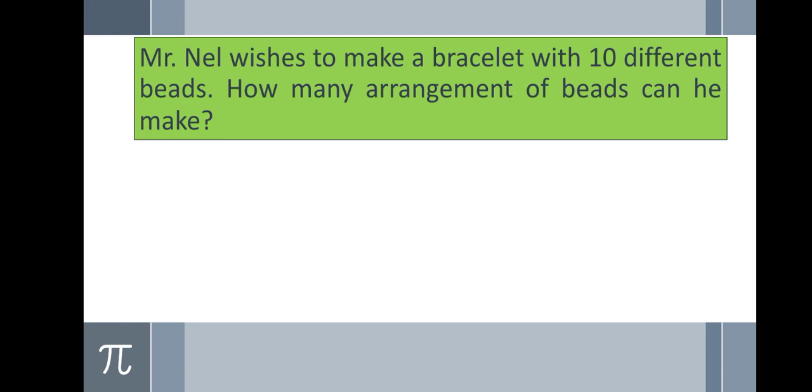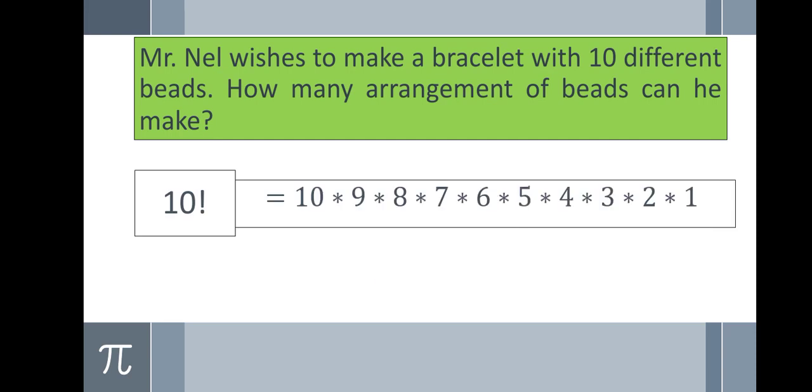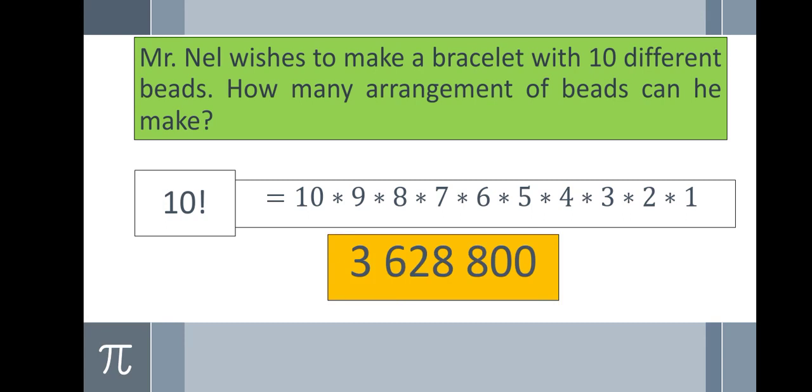This is linear, so linear permutation is 10 factorial, or n factorial. In order to get the arrangement of beads, get 10 factorial, or that is 10 times 9 times 8 times 7 times 6 times 5 times 4 times 3 times 2 times 1. Using your calculator, the answer is 3,628,800 arrangements of beads if we have 10 different beads.